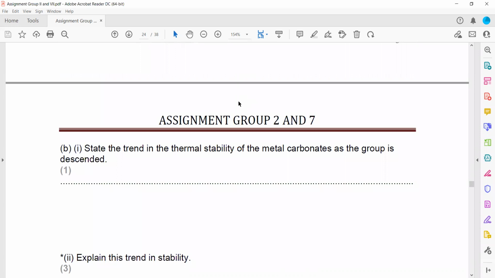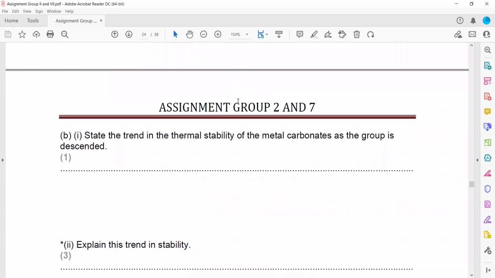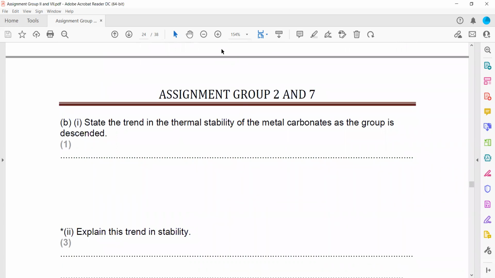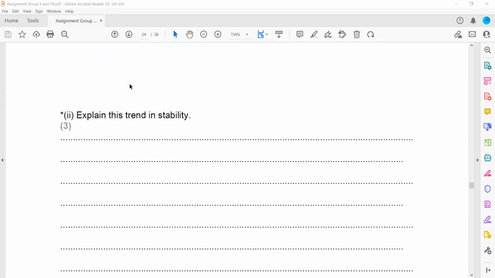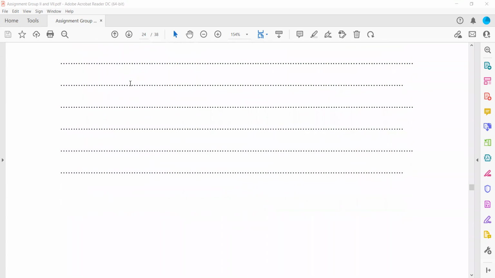State the trend in thermal stability of the carbonates. As we go down, the thermal stability increases. And explain this trend, again the same reason. As we go down, the metal ion size is increasing, the charge density is decreasing, so it causes less distortion to the negative ion, which reduces the weakening of the bond.